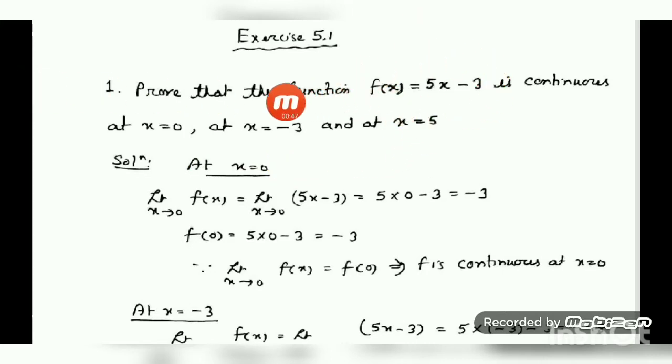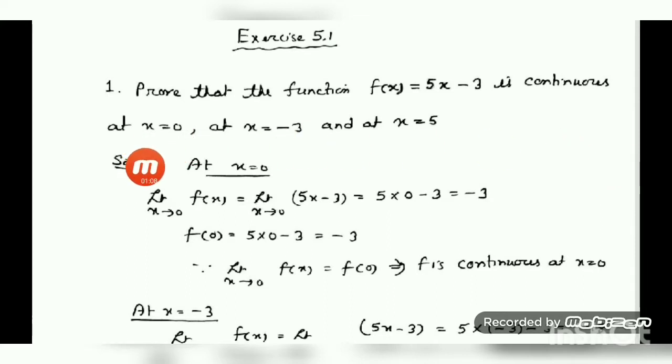And the process of checking the continuity is what? First you have to check that the limit exists. Second point, you have to check that the function value exists. And thirdly, we have to check whether the limit value and the function value are equal or not. If all the three conditions are satisfied, then we call the function continuous. So let us do it one by one.